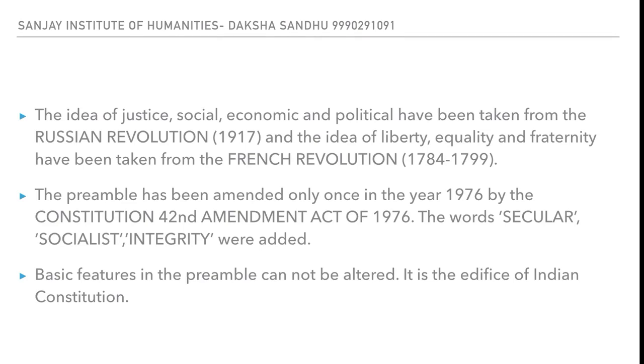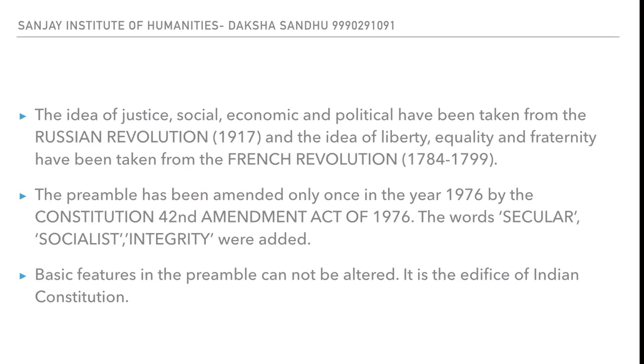The preamble has been amended only once, in the year 1976, by the 42nd Amendment Act. The words secular, socialist, and integrity were added by the amendment. So in the preamble, if you see the words secular, socialist, integrity, these words were added once in 1976, and that was the only amendment that has been made to the preamble till date.